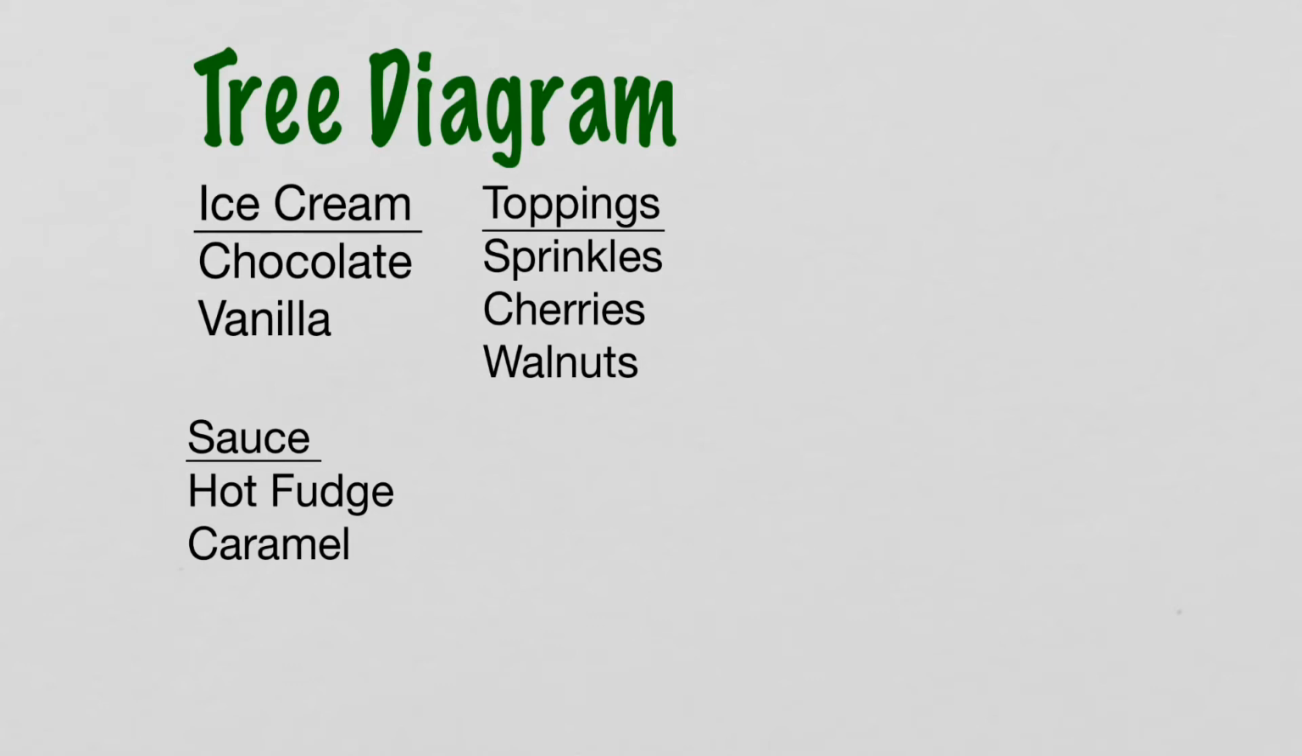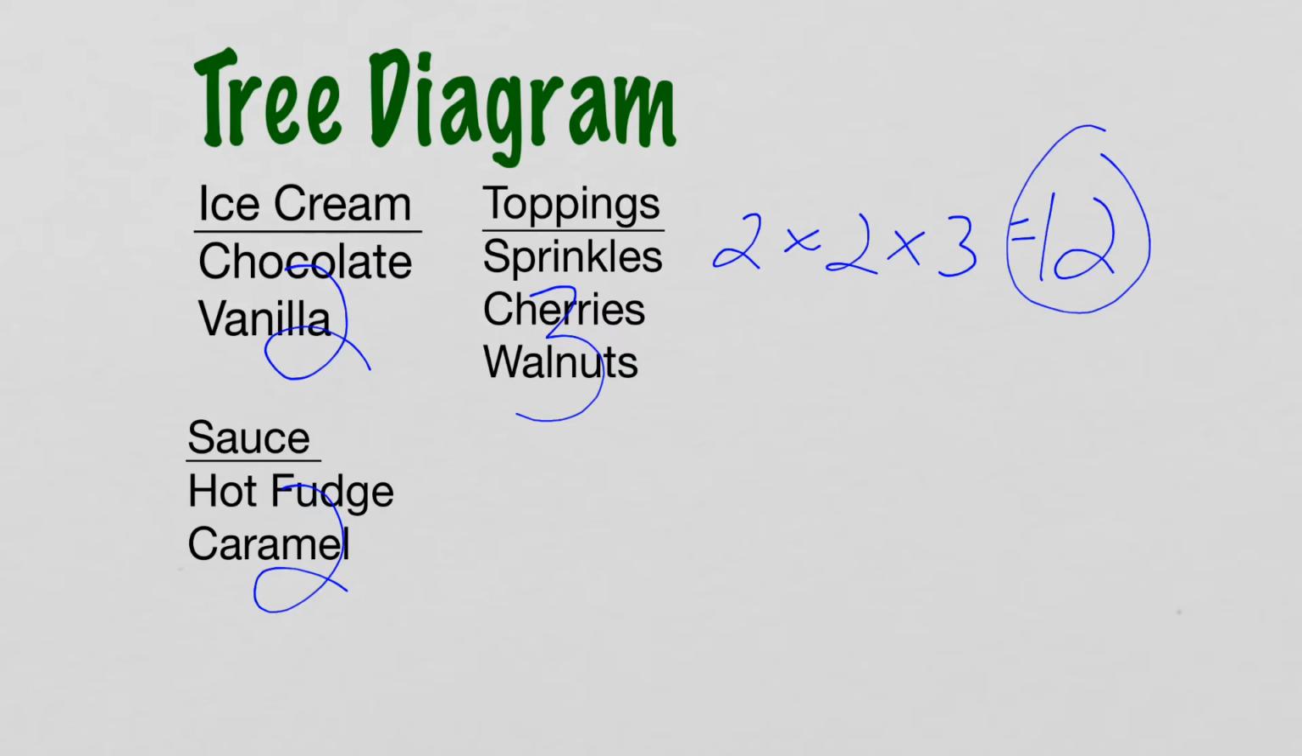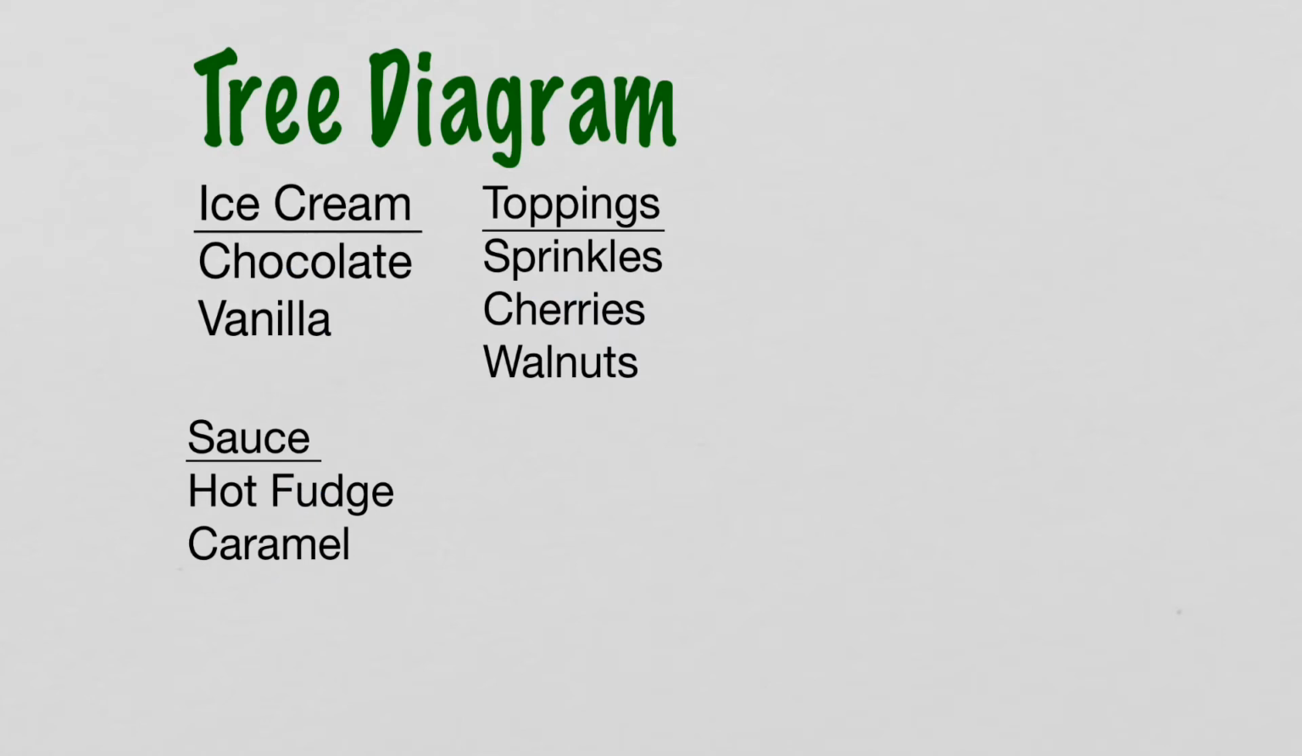Now again, I want to point out to you, I can look at this and I can say, okay, there's 2 ice creams, 2 sauces, and 3 toppings. 2 times 2 times 3 equals 12. There's going to be 12 total combinations, okay? But in order to answer questions, I need to know what those 12 combinations are. Because if I say to you, well, what's the probability that you're going to have chocolate ice cream with cherries on it, you need to know how many of those 12 combinations have that, chocolate and cherries.